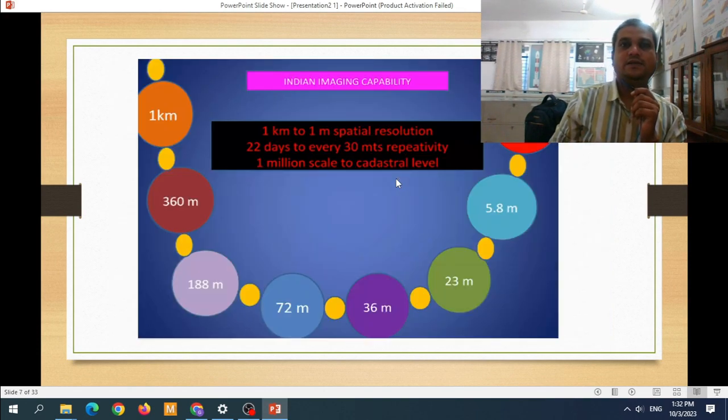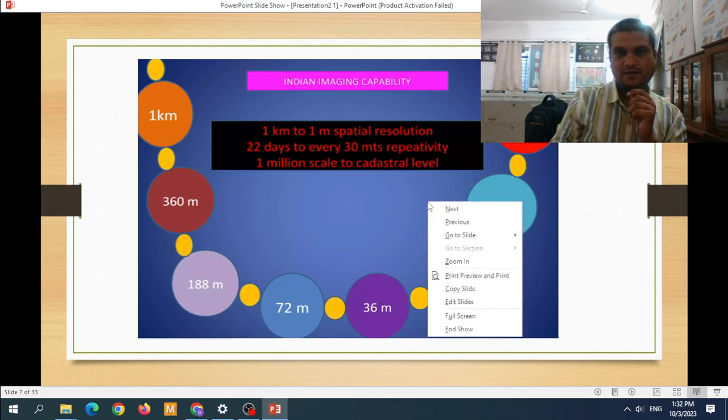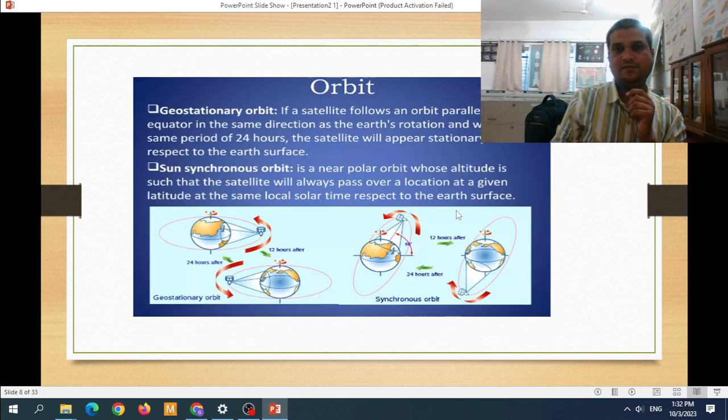Then Indian imaging capability. You can see 1 kilometer to 1 meter spatial resolution, 20 days to every 30 minutes respectively, and 1 meter scale to cardiac level. Here you can see the ideal position of the imaging capability of Indian remote sensing, that is the IRS. We can see it one by one.